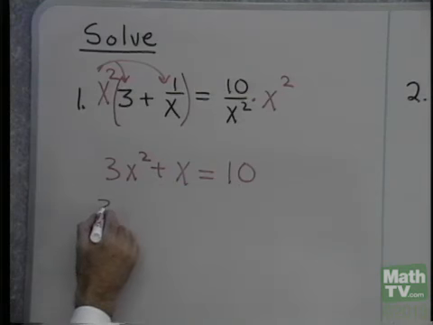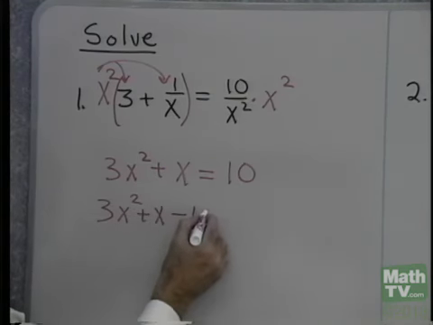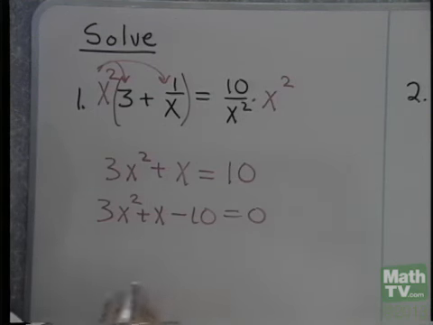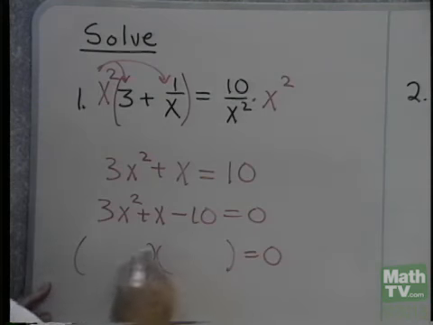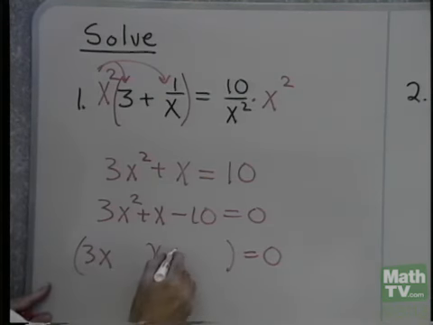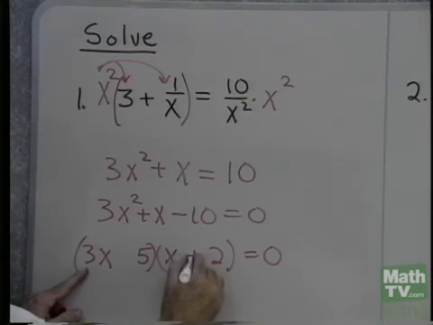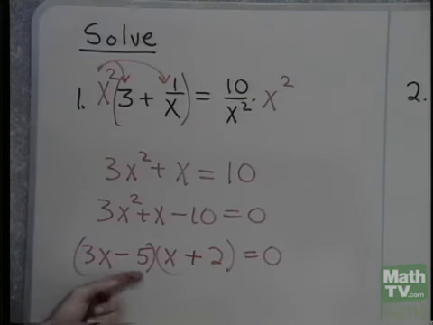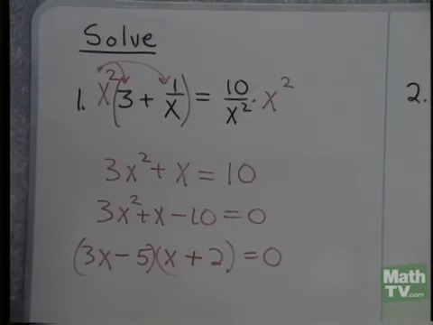So I end up with 3x squared plus x is equal to 10. I'll put this in standard form: 3x squared plus x minus 10 is equal to 0. I'll factor this. Let's try 3x and x, and how about 5 and 2. Inside I have 5x, outside I have 6x, so that should work. So (3x minus 5)(x plus 2) equals 0. Is that right? Negative 5x, positive 6x is positive 1x.